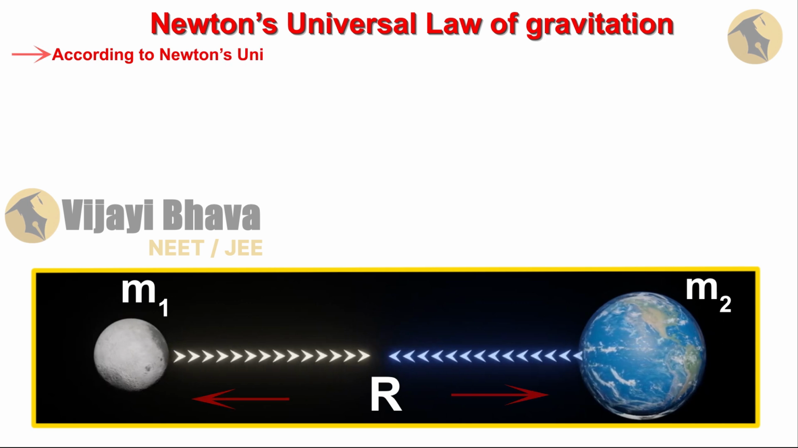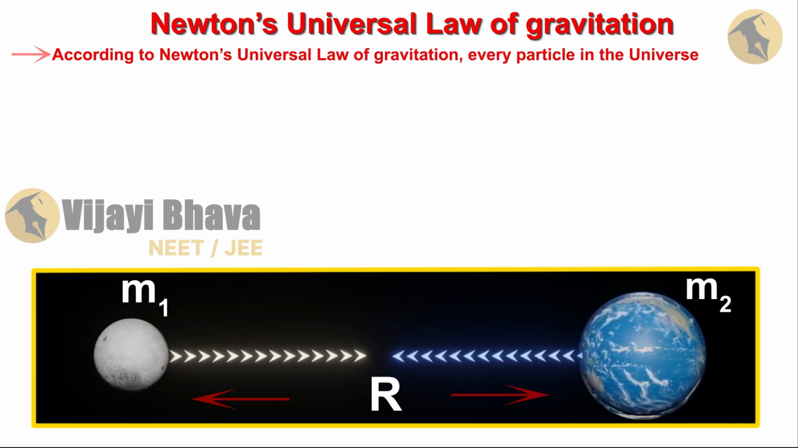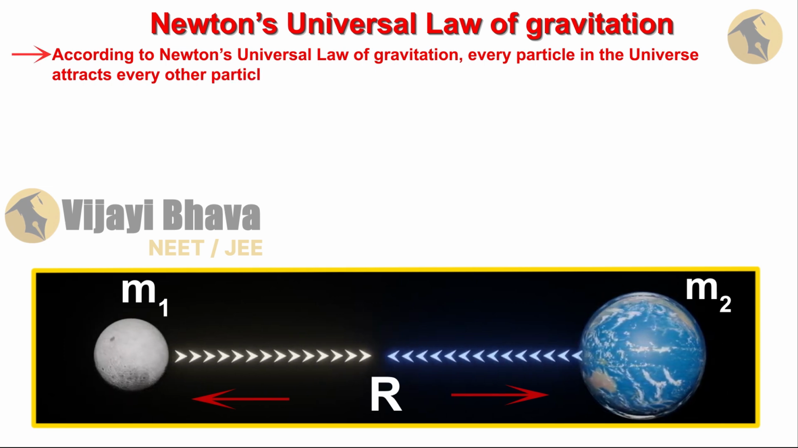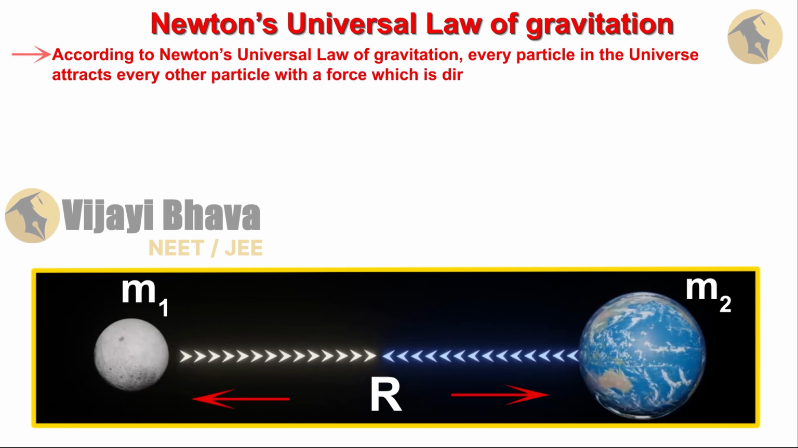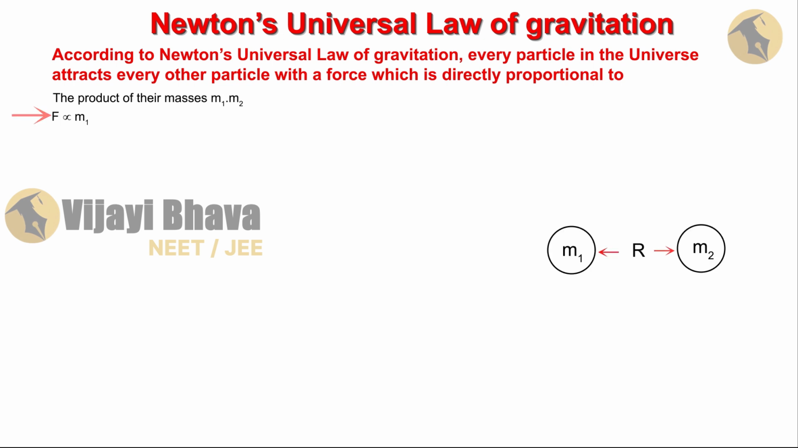According to Newton's universal law of gravitation, every particle in the universe attracts every other particle with a force that is directly proportional to the product of their masses, that is F proportional to m1 into m2, and inversely proportional to the square of the distance between them, F proportional to 1 by r square. Let this be equation 2.